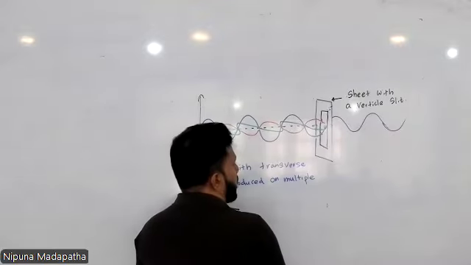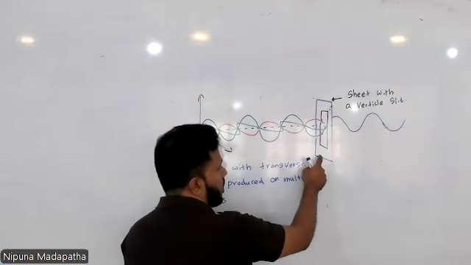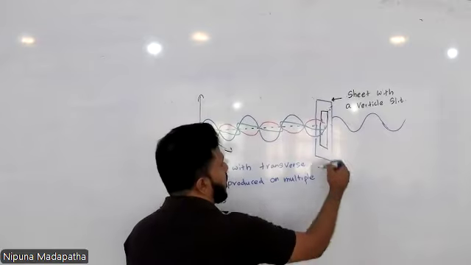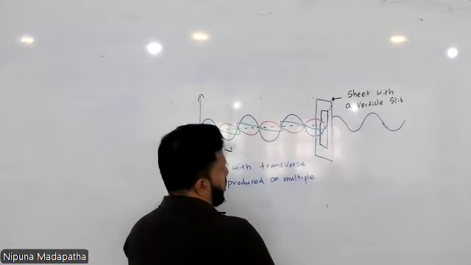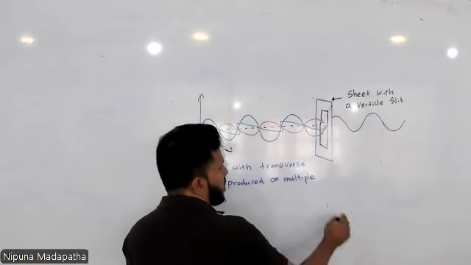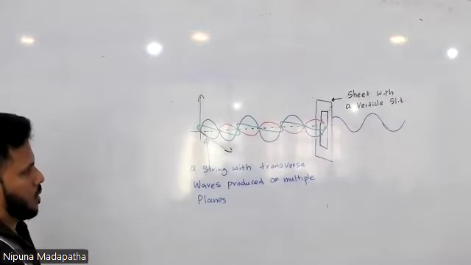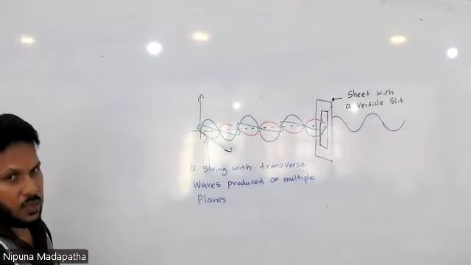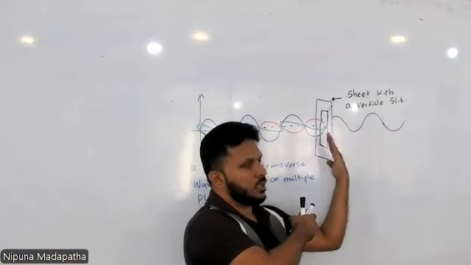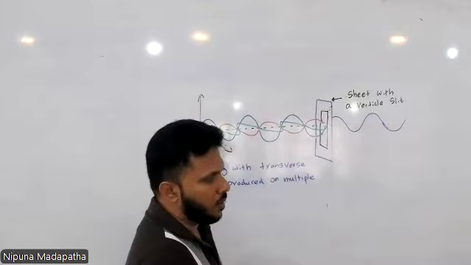Oscillations parallel to the plane of the sheet, and oscillations perpendicular to the plane of the sheet are transmitted through the sheet. Plane, perpendicular plane, right.